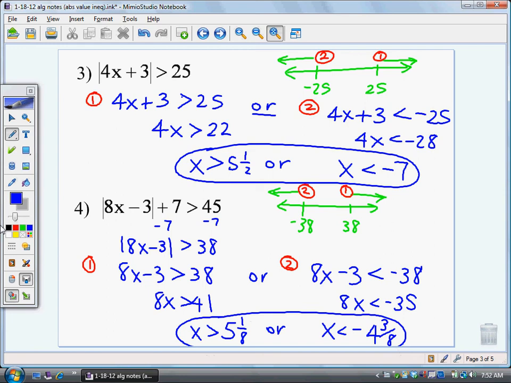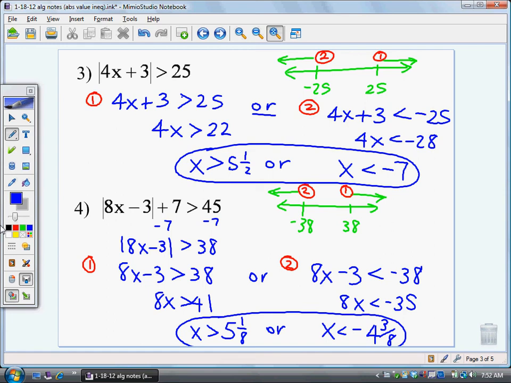Now, each of those graphs that I just quickly sketched in green, you can see that each one has one arrow pointing one direction and an arrow pointing the other direction. Now, if you remember, whenever we would graph inequalities, when it looks like that, those were always or inequalities. Okay, and that hopefully shows a little bit why it's or.